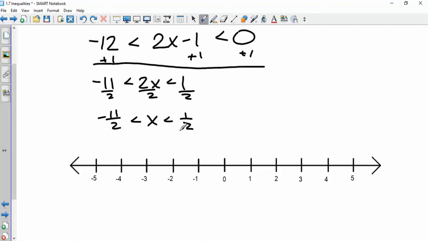So your number line, you need to do a rough sketch. Negative 11 halves, that's like negative 5.5 to positive 1 half. Space those out, put your tick marks in between, but you don't necessarily have to extend your number line all the way to positive 5. So we are just in between those, both get parentheses.